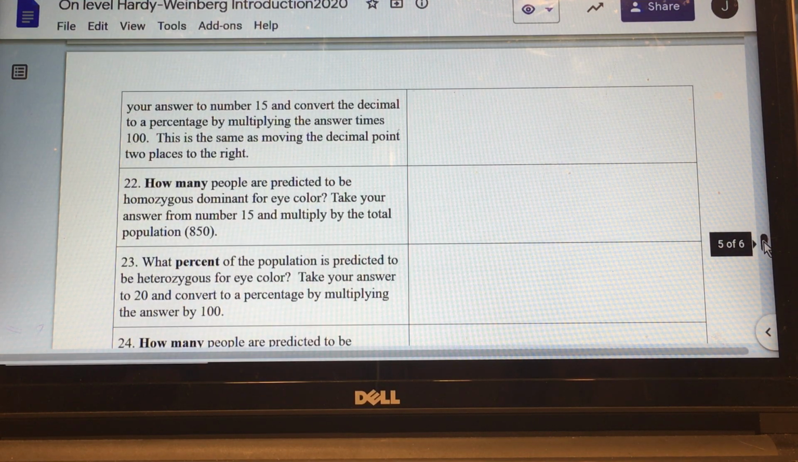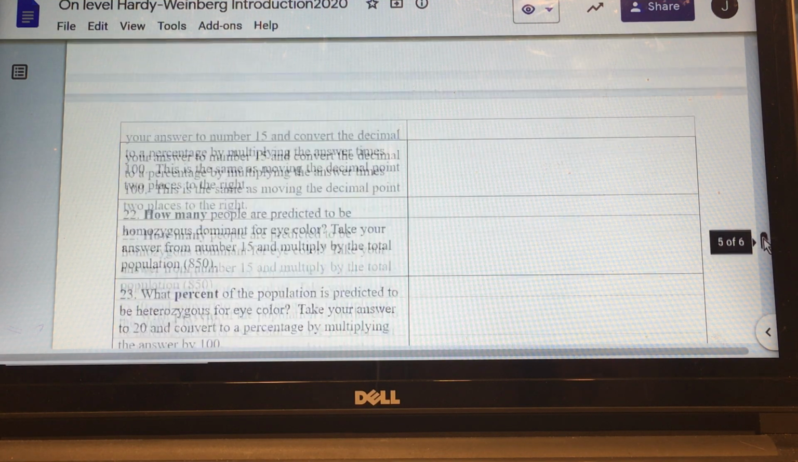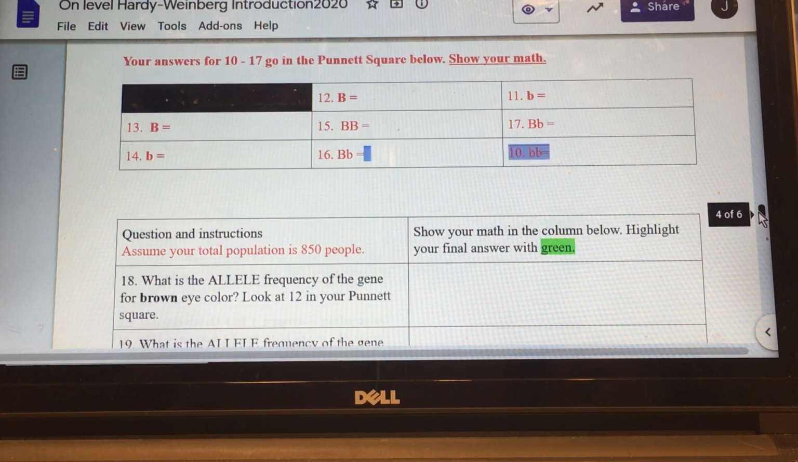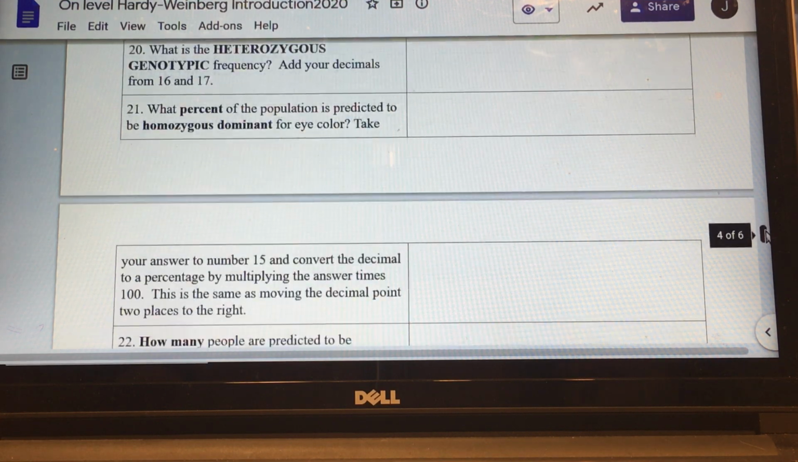Question 23 asks what percent of the population is predicted to be heterozygous for eye color. So you take your answer to 20 and convert to a percentage by moving the decimal place 2 to the right. And your answer to 20 was your heterozygous genotypic frequency. So basically you would add the numbers here and here together and then move the decimal 2 to the right.